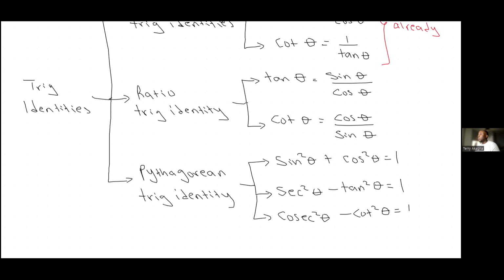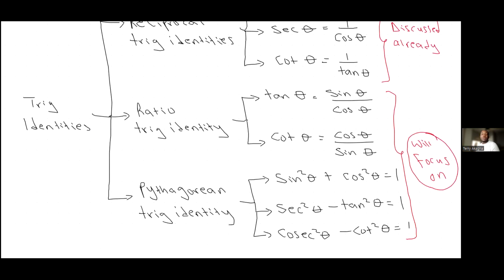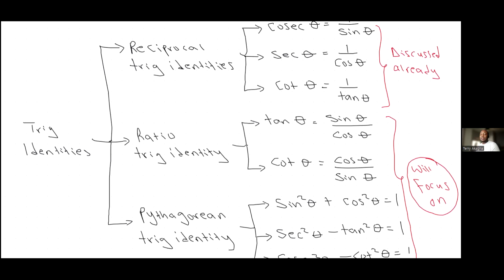So I'm going to focus on these three, or these two, I beg your pardon. Okay, I'll focus on these two. Because this is the ratio trig identity and the Pythagorean trig identity, these are the ones I'm going to focus on in this video. But in other videos, I'm going to talk about the reciprocal trig identity. Now, just to make it complete, I'm going to list the other types of identity.